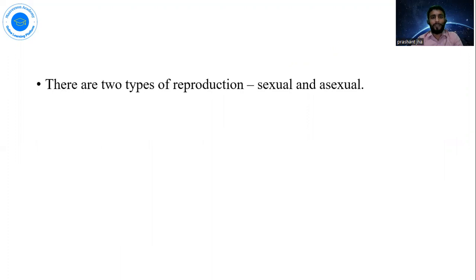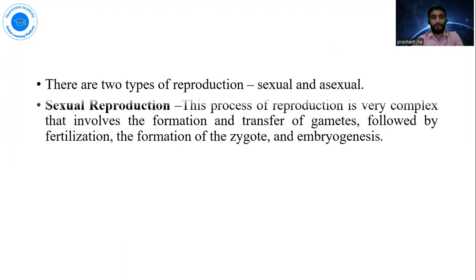There are two types of reproduction known as sexual and asexual. So first is sexual reproduction. This process of reproduction is very complex, which involves the formation and transfer of gametes, followed by fertilization, formation of zygote, and embryogenesis. So sexual reproduction is quite complex, and then the asexual mode of reproduction.